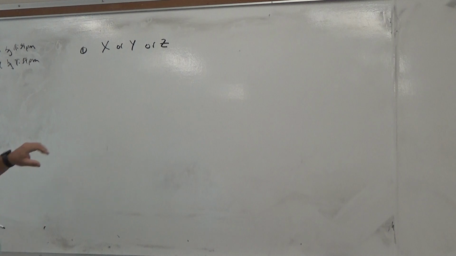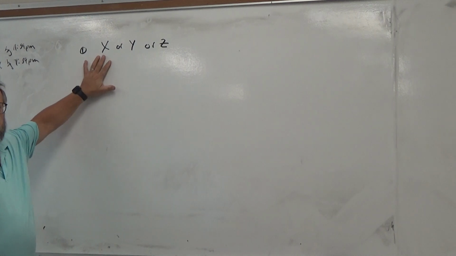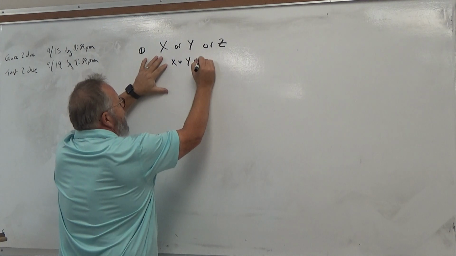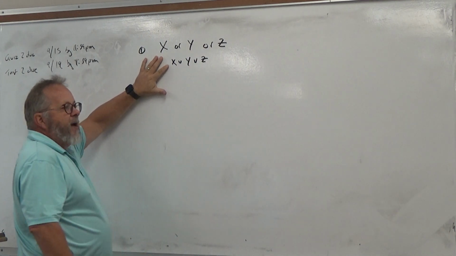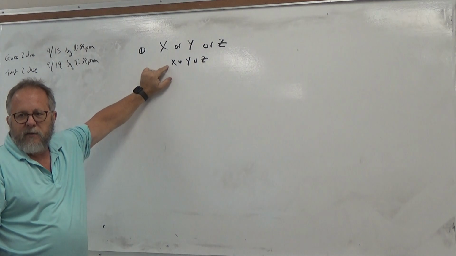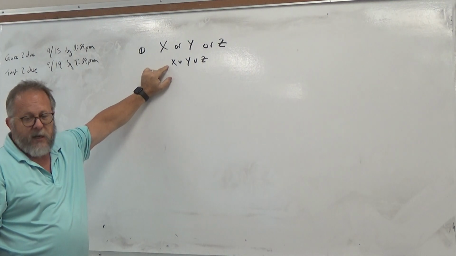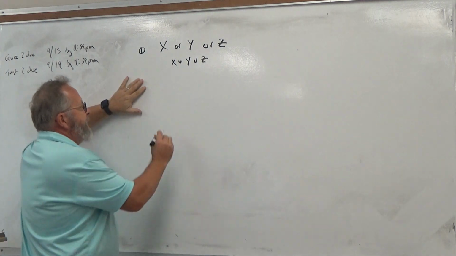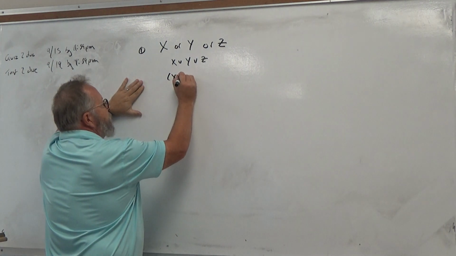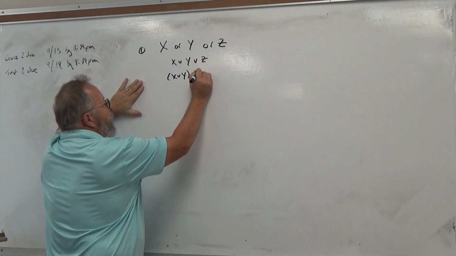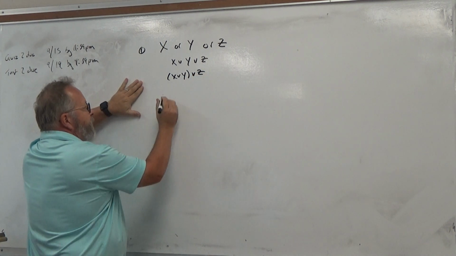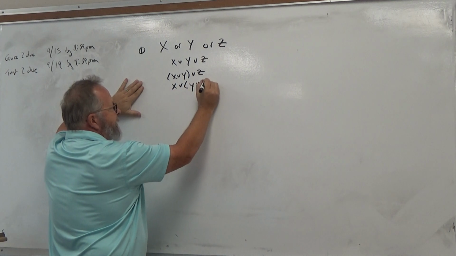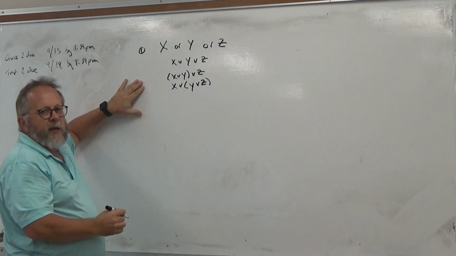Now, if I just put in the symbols for or, I get X or Y or Z. But we have a problem. Is this a well-formed formula? It is not. Okay. Can we make it one? We can. We can do this, X or Y or Z. That would make it a well-formed formula. And also we could have done this, X or Y or Z. That would make it a well-formed formula, okay?